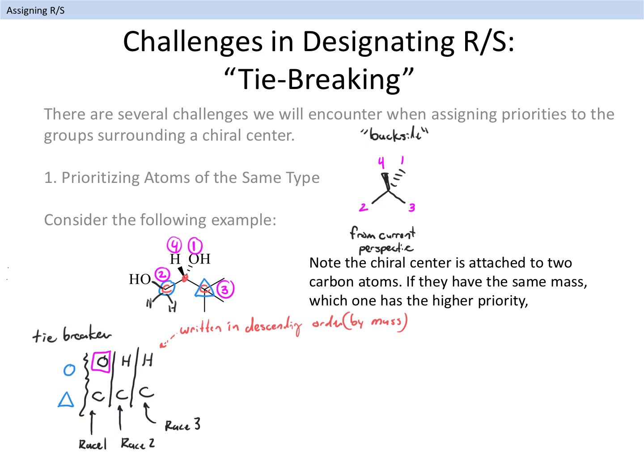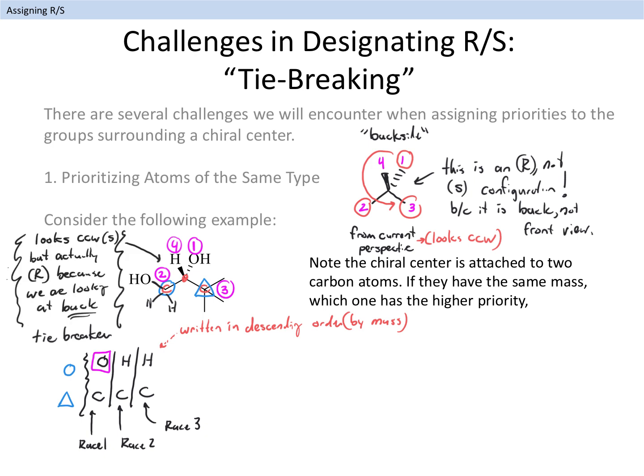Let's determine what we have. Our group priorities, moving from 1 to 2 to 3, show that from our perspective, the groups are oriented in a counterclockwise orientation. However, since the lowest priority group is towards us, instead of assigning S, we know it is actually R, because we are looking at the center from the back instead of the front. This tie-breaking method ensures that we correctly prioritize groups and accurately determine the stereochemical configuration of molecules, even when initial comparisons result in a tie. Understanding this concept is crucial for assigning RS configurations to complex molecules with similar substituents.